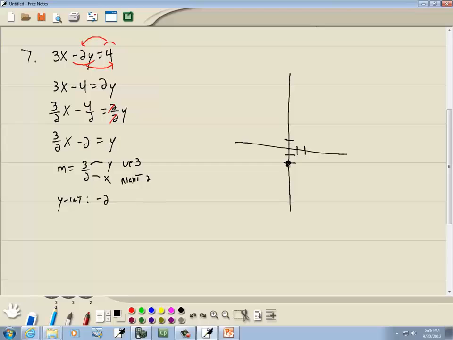Okay, so we put a point at our y-intercept. Then we're going to go up 3 and right 2. So go up 3 and right 2, and we'll put our second point. And again, after we have our 2 points, we draw a line through them. And that's our answer.